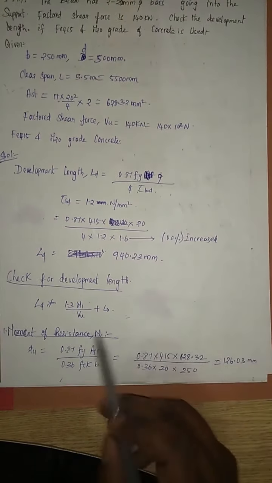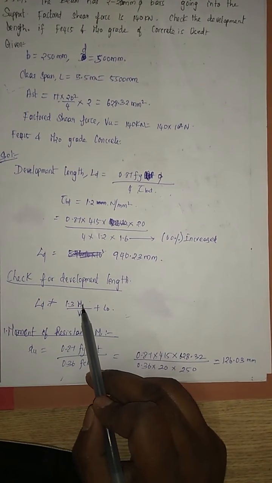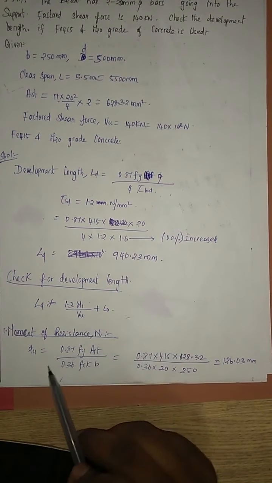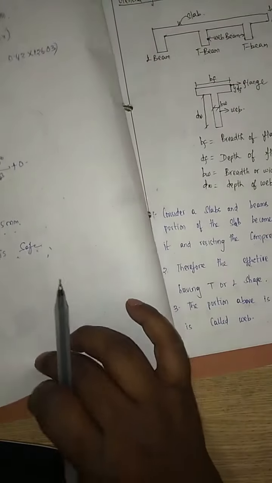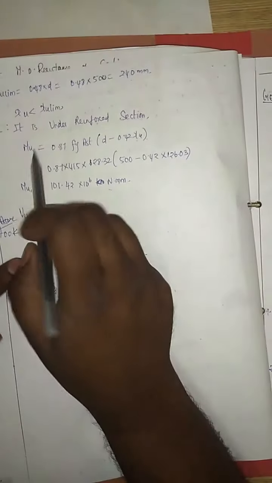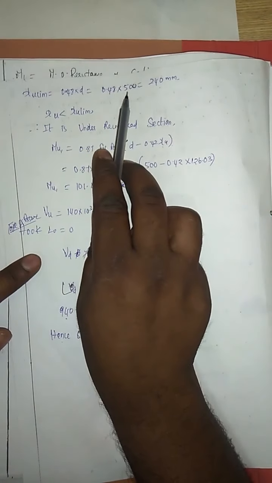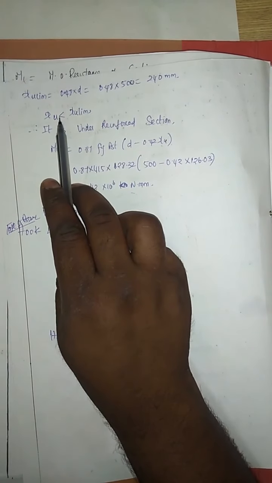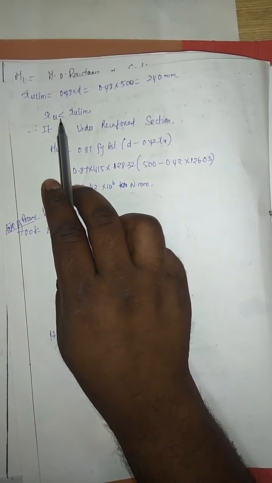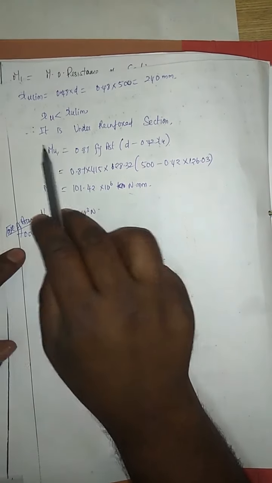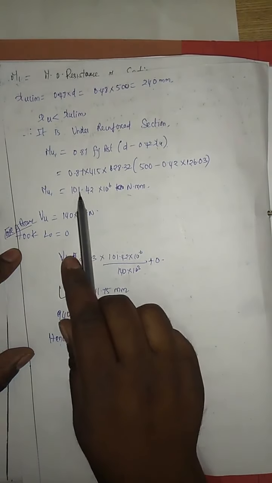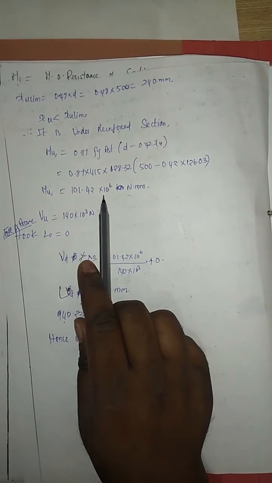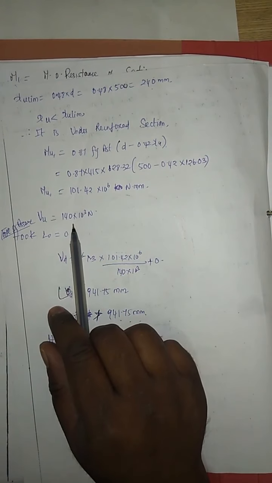Very easy. Then finding the moment of resistance, you already know from unit number 3 which you have just studied. First we want to find Xu. That's the formula for Xu, and you write the Xu maximum for M20 grade concrete. Xu maximum is 0.48 into 500, and compare. If Xu is less than Xu limit, it is an under-reinforced section. So for Mu, you substitute all the formula and you will get the Mu value. V value is given in your question.